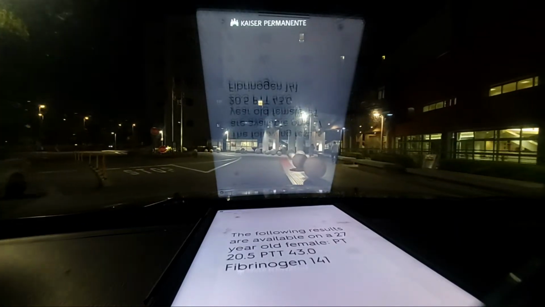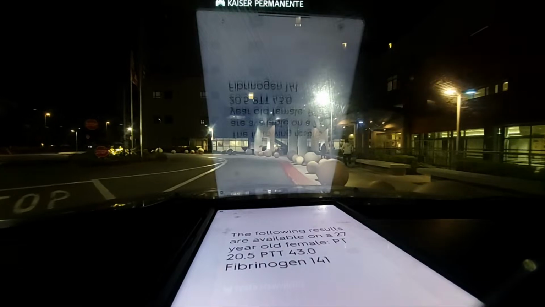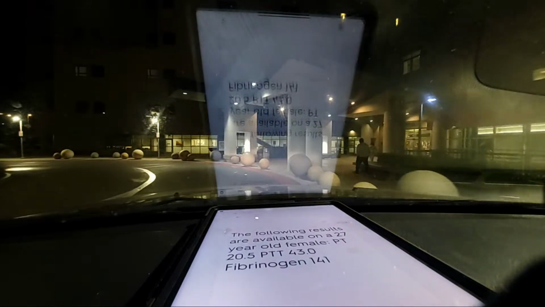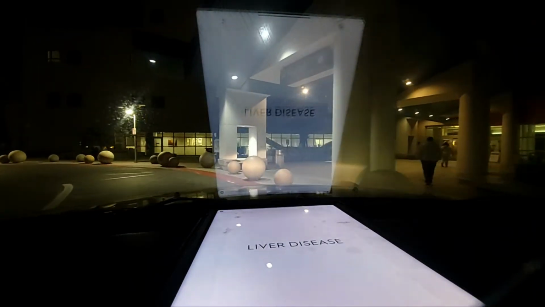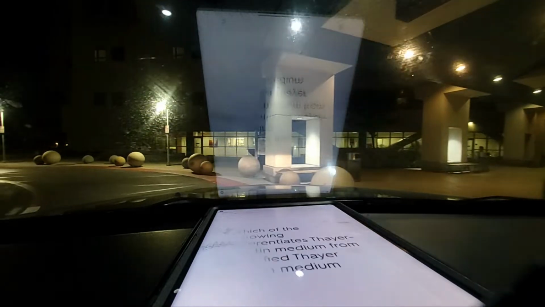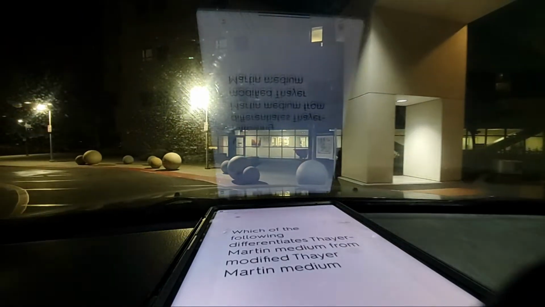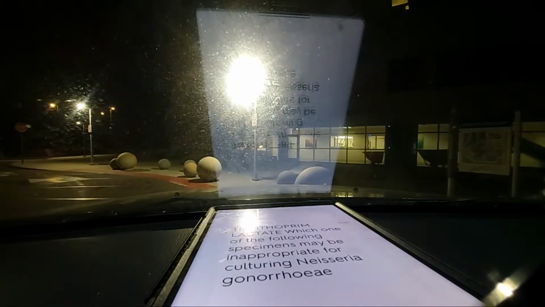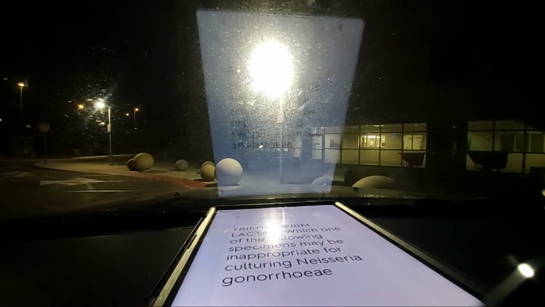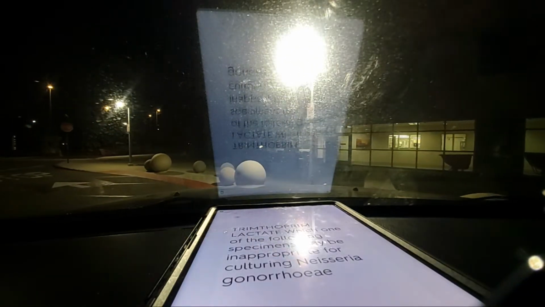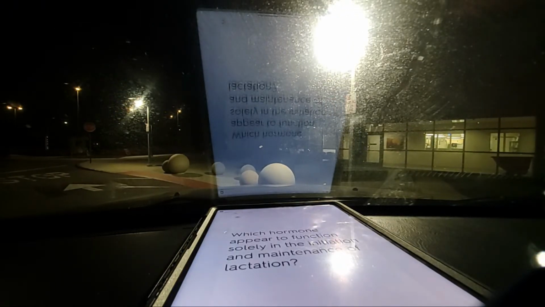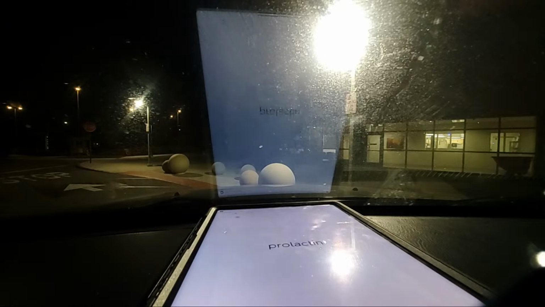The following results are available on a 27-year-old female. PT 20.5, PTT 43.0, fibrinogen 141. Liver disease. Which of the following differentiates Thayer-Martin medium from modified Thayer-Martin medium? Trimethoprim lactate. Which one of the following specimens may be inappropriate for culturing Neisseria gonorrhoeae? Which hormone appears to function solely in the initiation and maintenance of lactation? Prolactin.